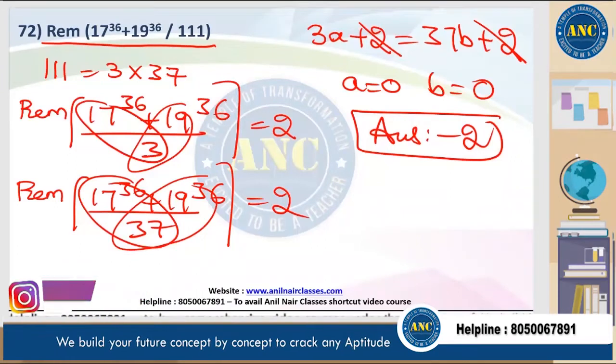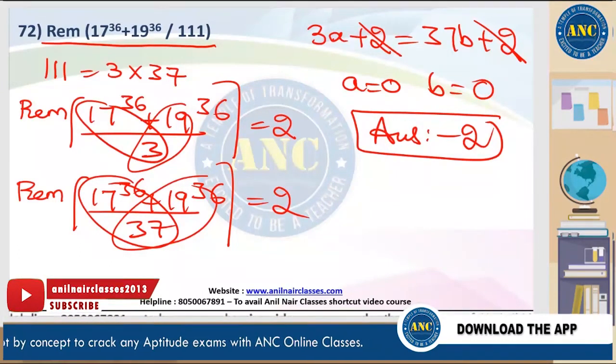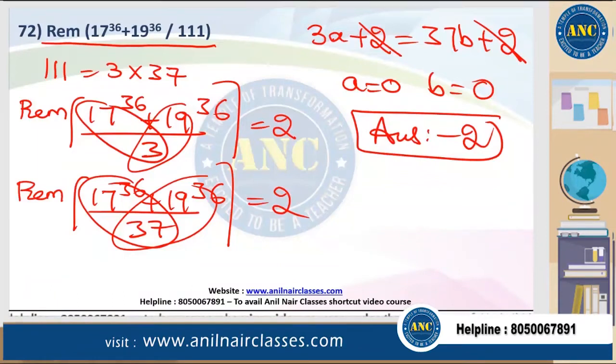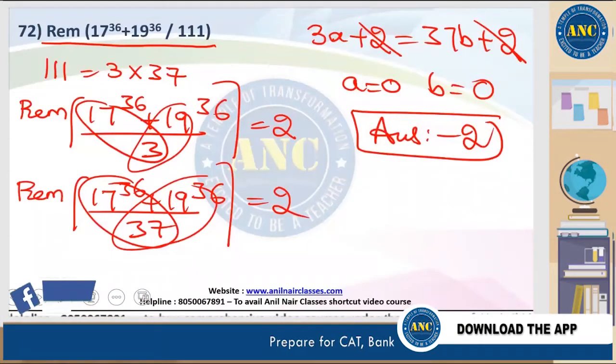A power p minus 1 divided by p will give remainder 1 because p is a prime number. So 2s cancel, a is 0, b is 0. 72nd is clear, right? I hope it is clear, right?